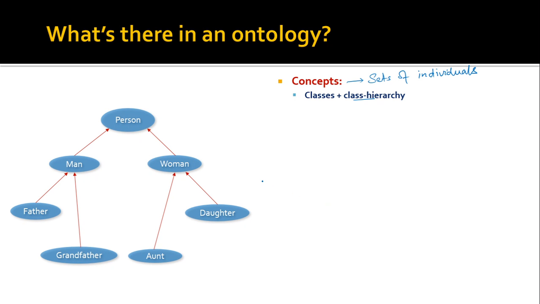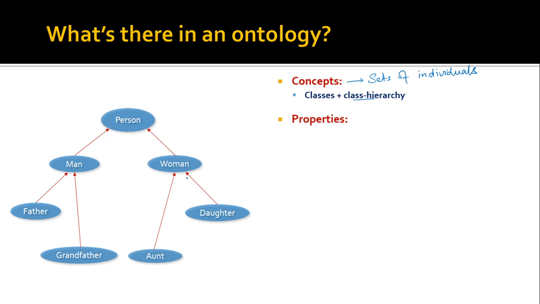So let us have a look at one example hierarchy. You have a person, which is a top class. Man and woman are subclasses of person. Father and grandfather are subclasses of man. Aunt and daughter are subclasses of woman, right?